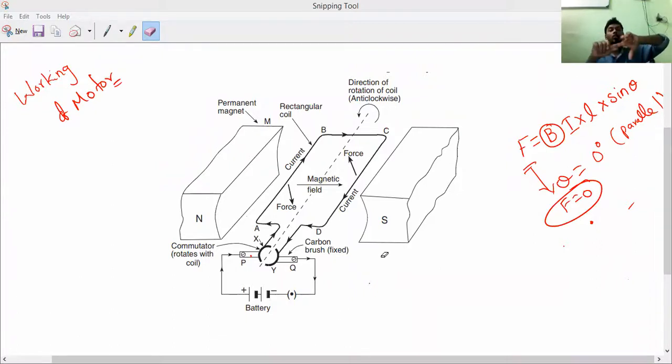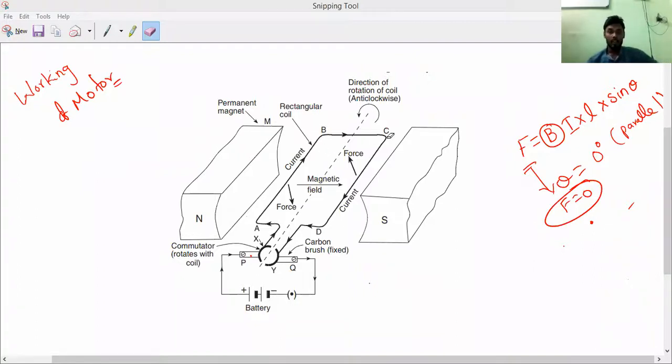Understand, everybody? So will the AB side of the rectangular coil be pushed downwards or upwards? It will move in the downward direction. Downward direction means anti-clockwise or clockwise rotation? Check it. It is moving like this, in the anti-clockwise direction. So the AB side of the rectangular coil will move downward.